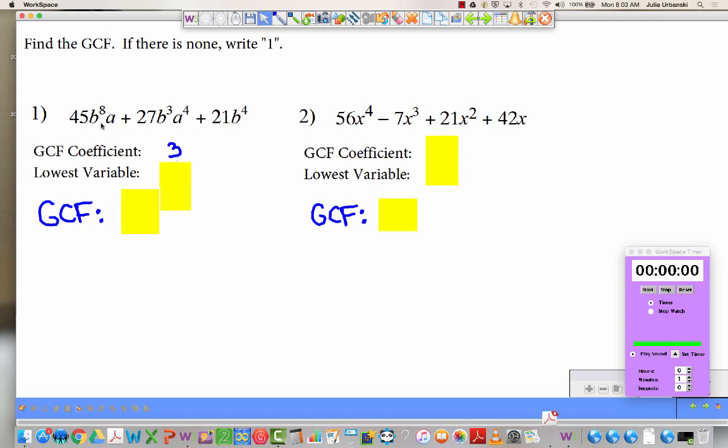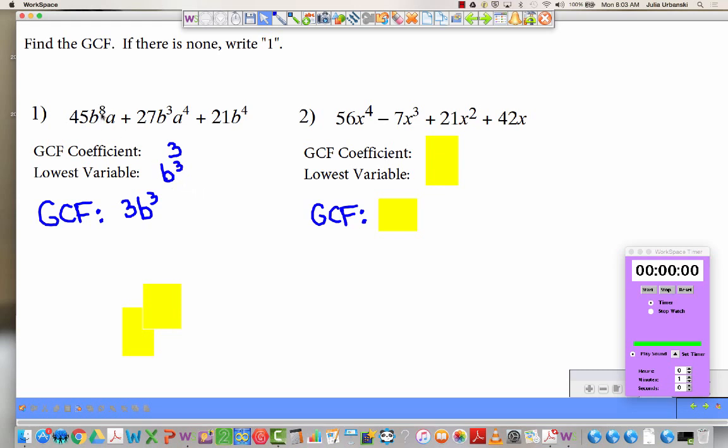Guys, the b's. This is not the lowest. That one's kind of big. What's the smallest exponent on the b? B to the third. Okay. So our GCF is going to be written as 3b to the third. And remember, it has to be the smallest one of any of the letters in all 3 of them. Because you go with the smallest exponent.